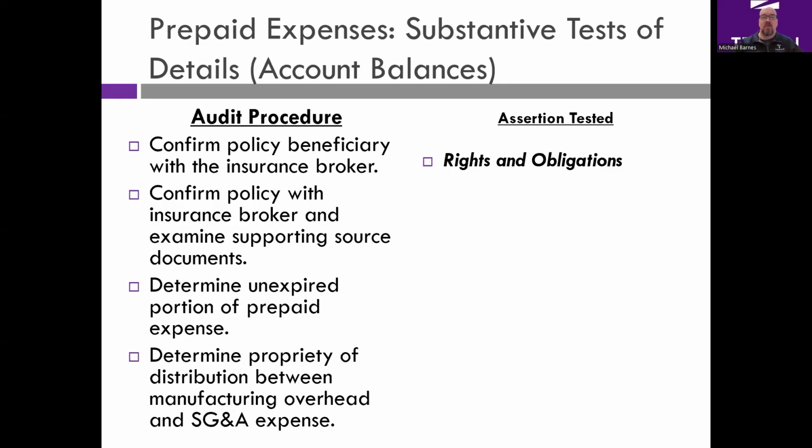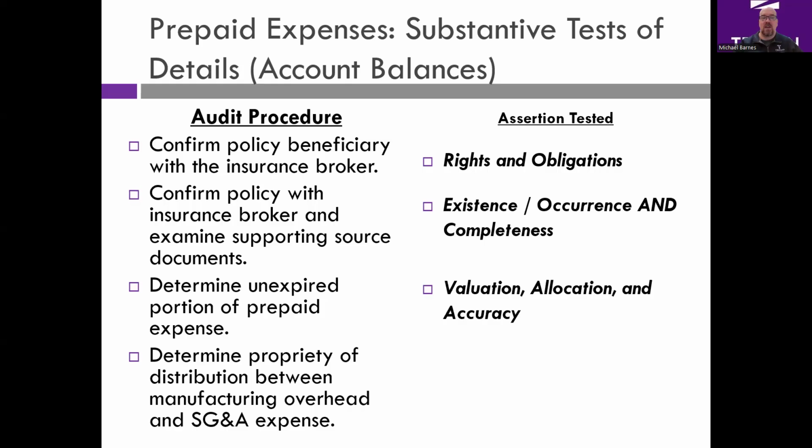Now, if we confirm the policy with the insurance broker and examine supporting source documents, then that goes a little bit more in depth. That's where we're talking about directional testing, and that can actually be existence, occurrence, and completeness. With respect to determining the expired portion of prepaid expense, that sounds a lot like mathy stuff. So that's going to be VAA, valuation, allocation, accuracy.